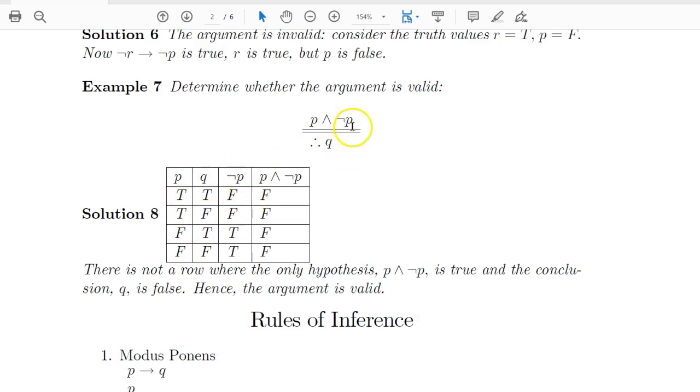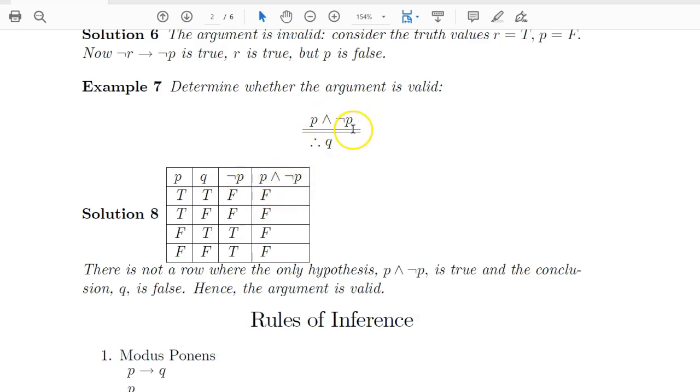And then we have not P here, so a column for not P, fill this out. And then a column for the premise, P and not P. True and false is false, true and false is false, false and true is false, false and true is false. So this is the column for the premise.